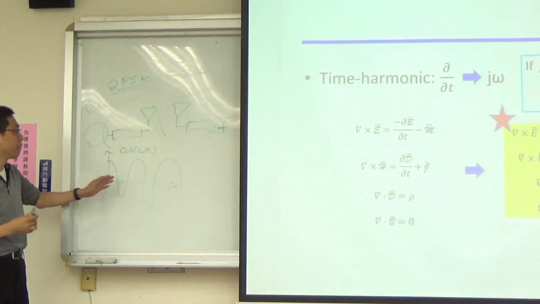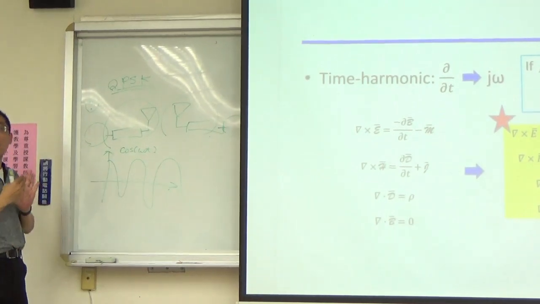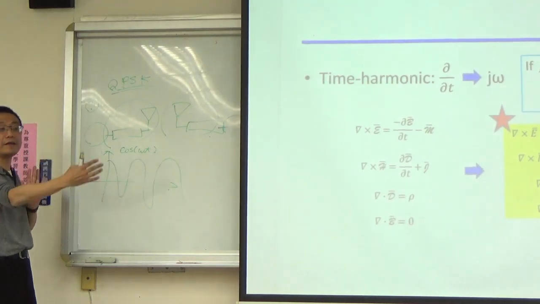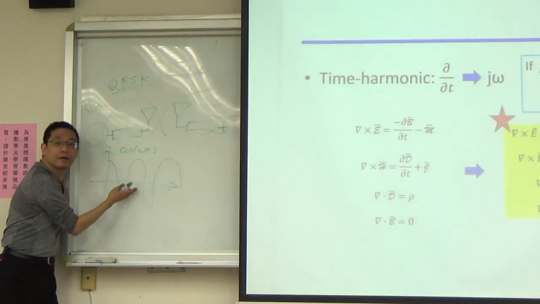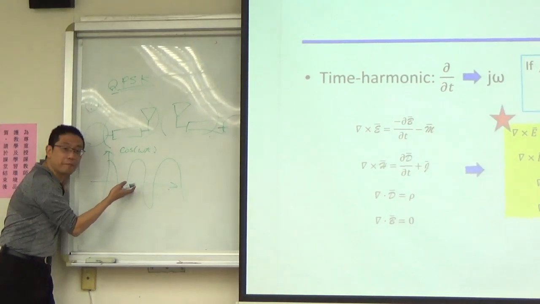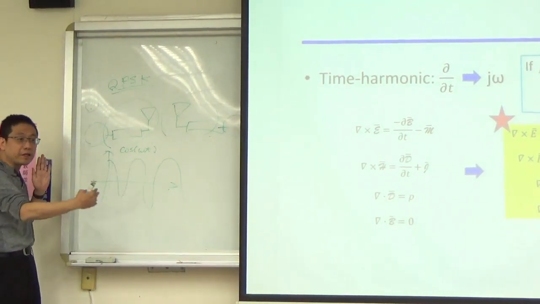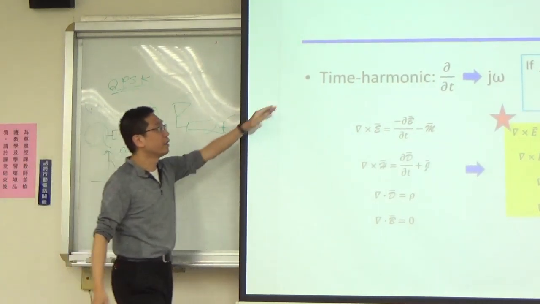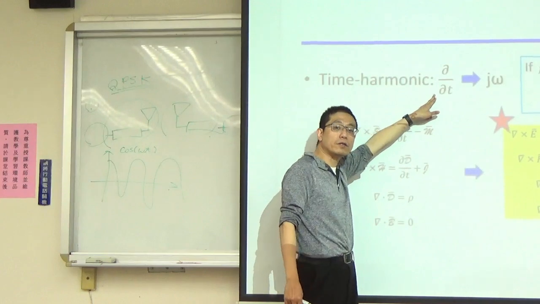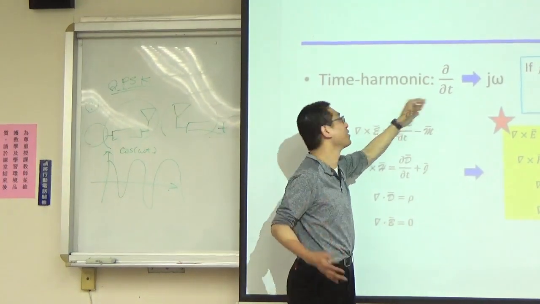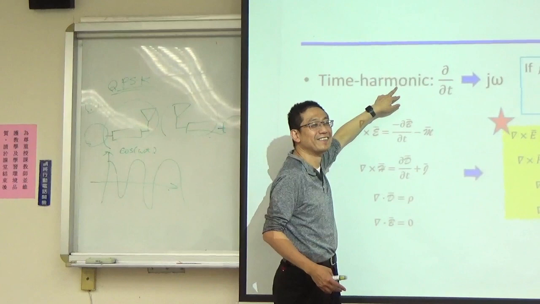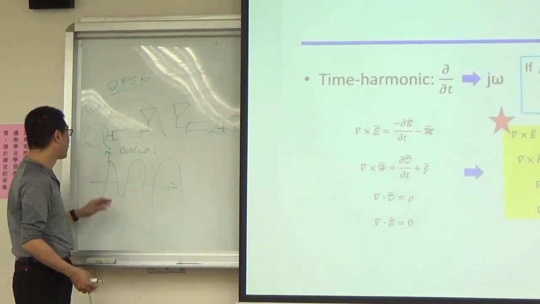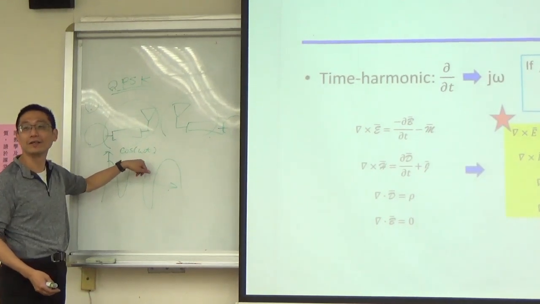This cosine function will repeat, right? Will repeat again and again and again, right? If this information is repeating according to time again and again, we call this time harmonic function. Okay, I try to explain these two words. Time harmonic, because we are dealing with this cosine function.